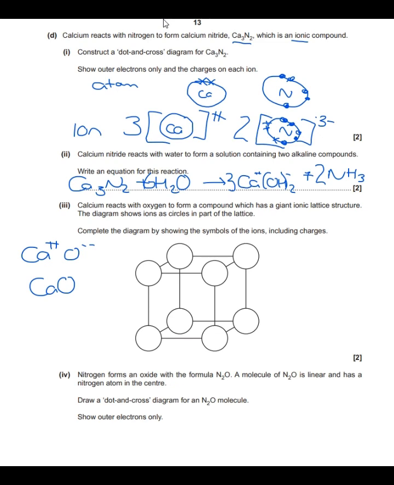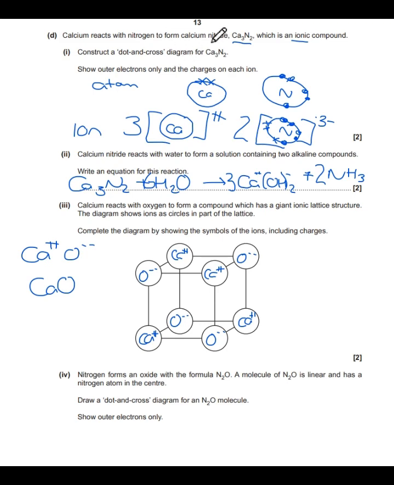So in this, the calcium and oxygen ions are going to be alternating. And then going up to the top, we've got calcium, oxygen. Make sure we put the charges on each of the ions.